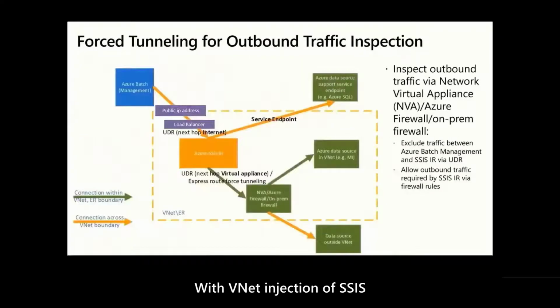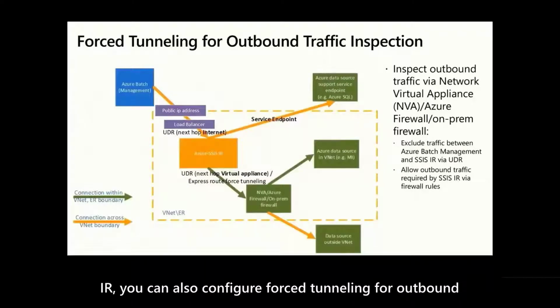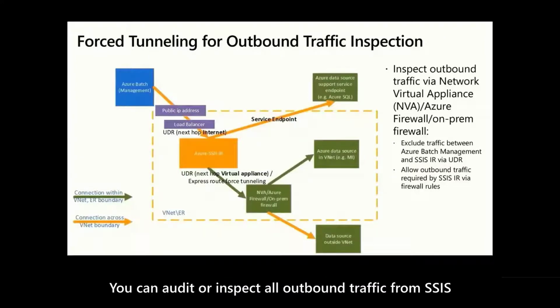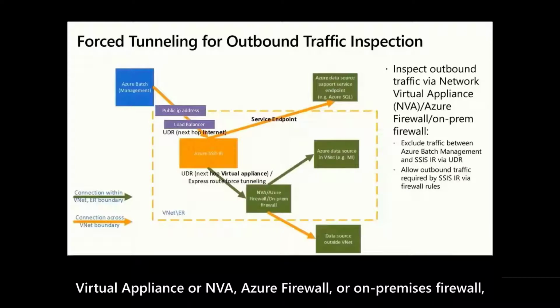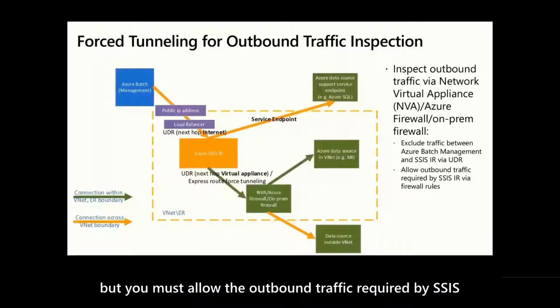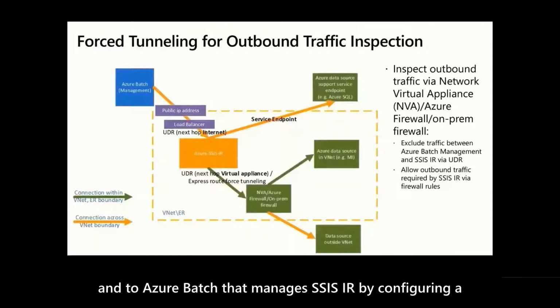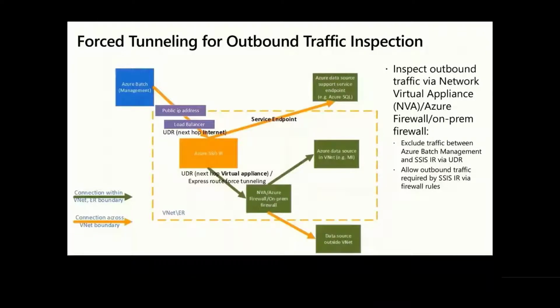With VNet injection of SSIS IR, you can also configure forced tunneling for outbound traffic inspection. You can audit or inspect all outbound traffic from SSIS IR inside your VNet by redirecting it to a network virtual appliance or NVA, Azure Firewall, or on-premises firewall. But you must allow the outbound traffic required by SSIS IR using firewall rules and exclude all traffic from and to Azure Batch that manages SSIS IR by configuring a user-defined route or UDR.